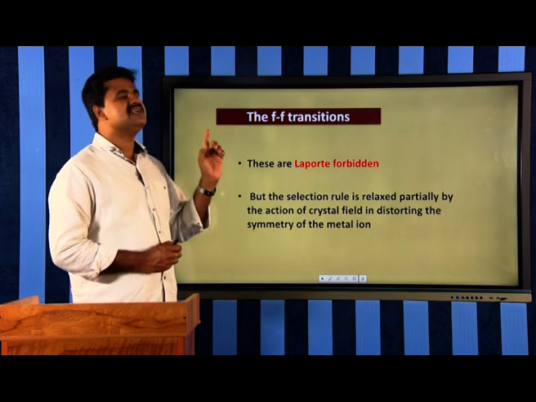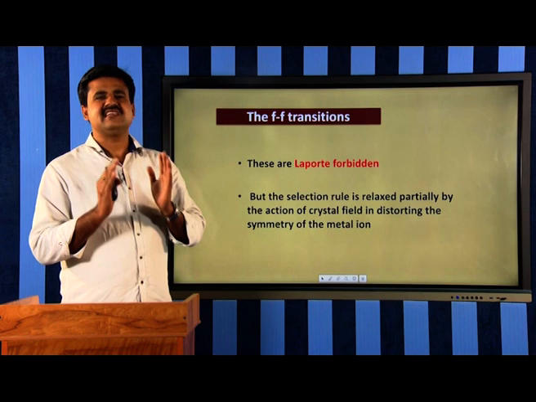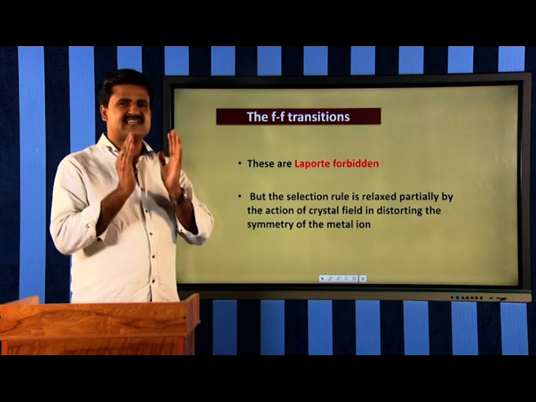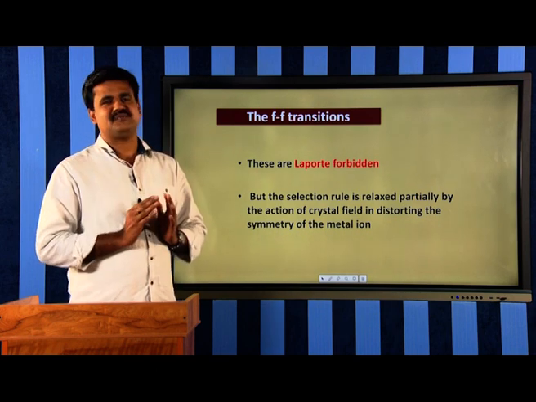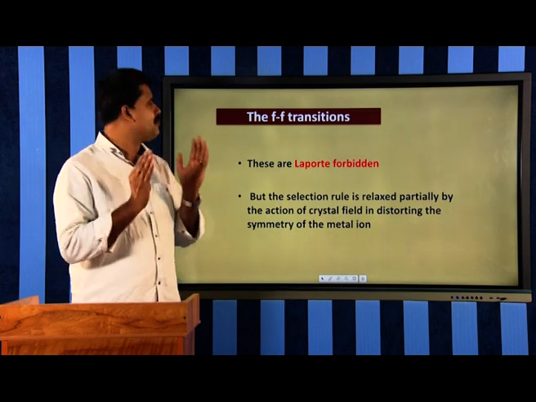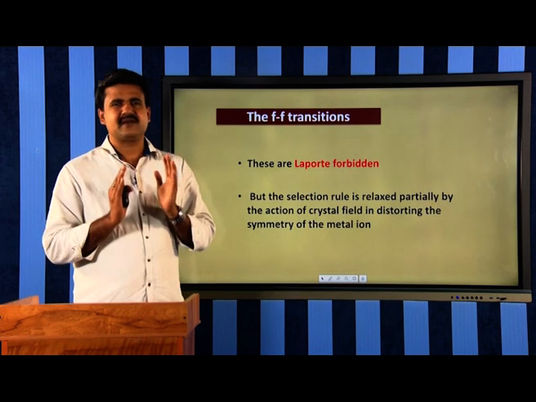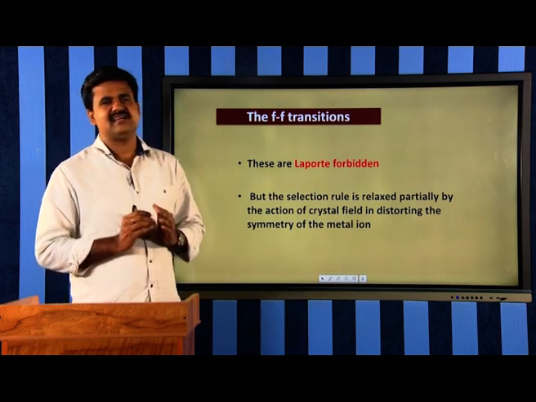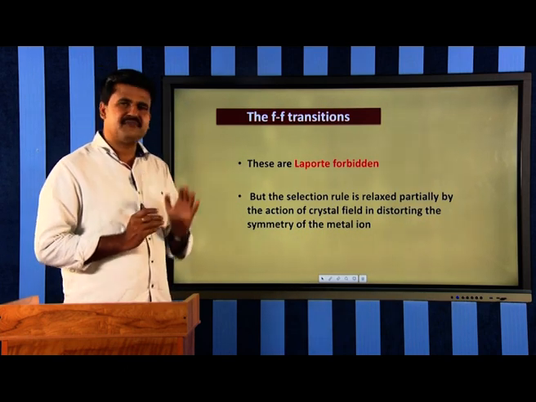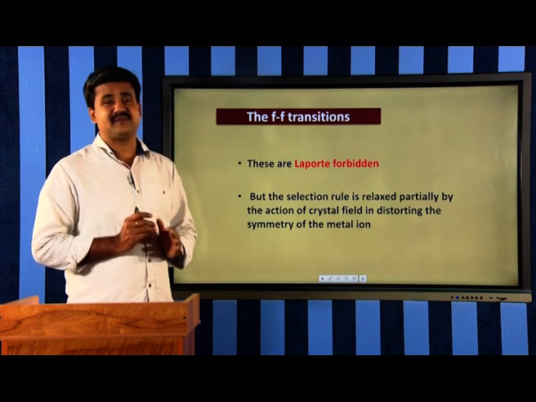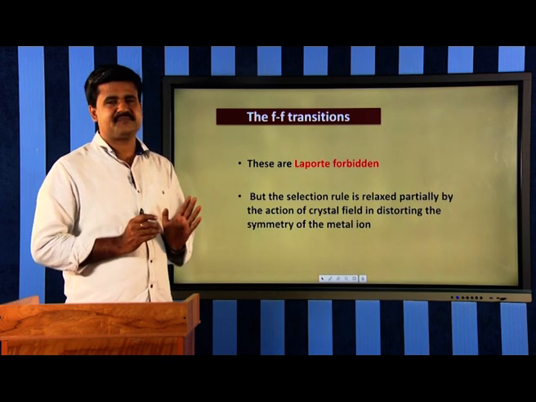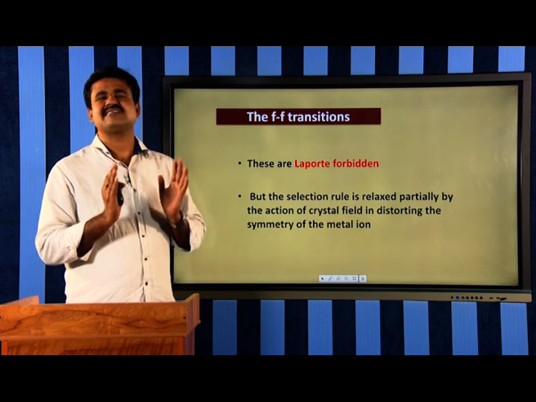First of all, the f-f transition. The f-f transition is Laporte forbidden. That is, the transition is restricted by the Laporte selection rule or parity selection rule. The Laporte selection rule says that for an electronic transition to occur, delta L should be equal to plus or minus 1. But since both orbitals participating in the f-f transition are f orbitals, delta L is equal to 0.